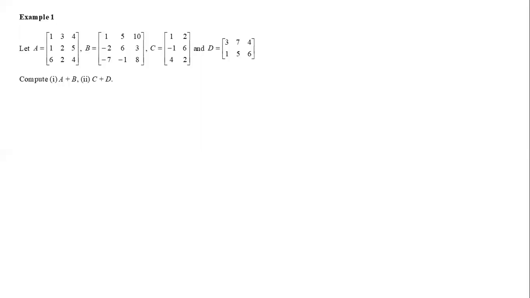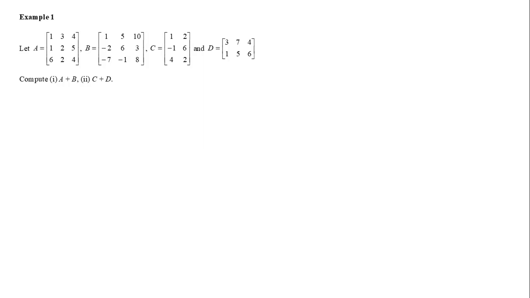Okay, we now want to add A plus B. We want to add matrix A and matrix B. Can we add matrix A and matrix B? Yes. The answer is yes, because they have the same dimension. Matrix A is 3 by 3 and matrix B is 3 by 3. I can add.